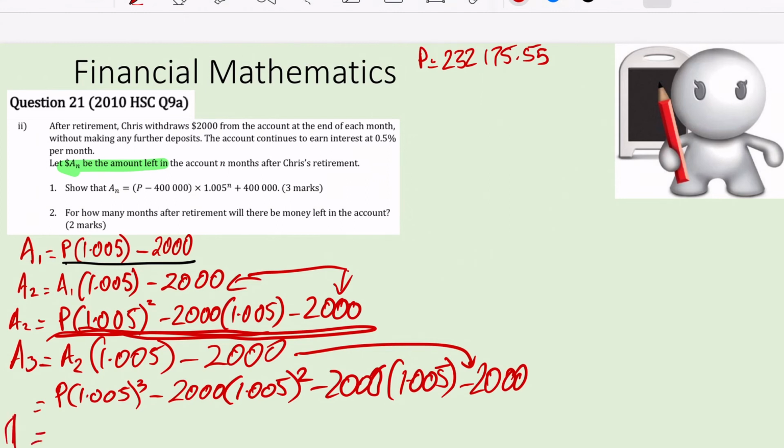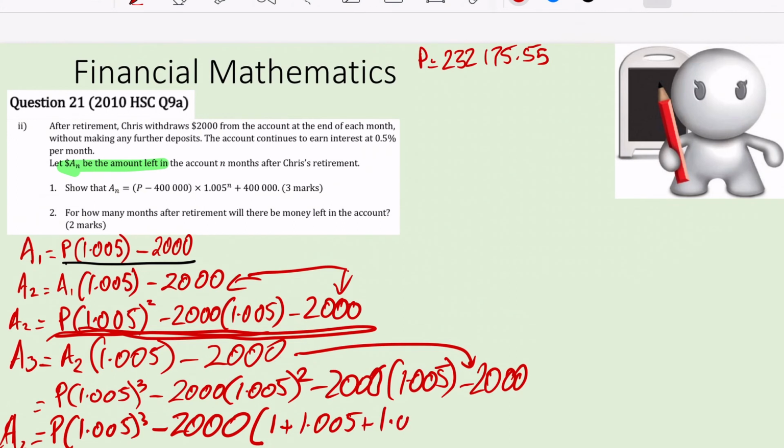I've established a pattern. So A3 is P times 1.005 to the power of 3. Now I'm going to take out a factor of negative 2,000, and then reverse the order, so what I will have is 1 plus 1.005 plus 1.005 squared. Now that's going to give me, once again, a GP where A is equal to 1, R is equal to 1.005, and N, well, we'll see what N is equal to. Let's go all the way up to AN.